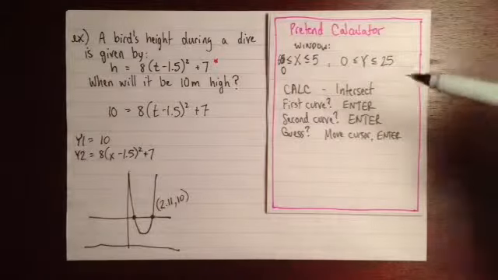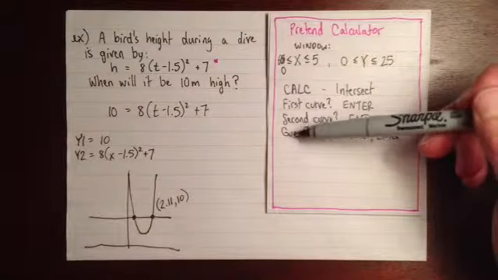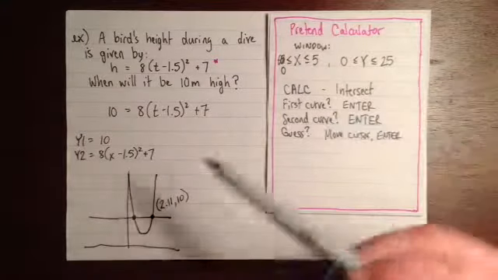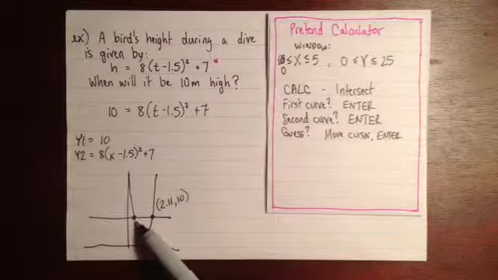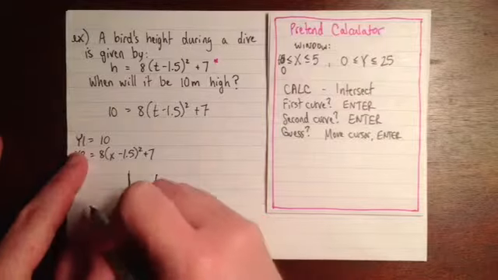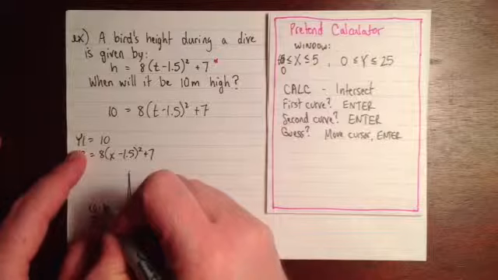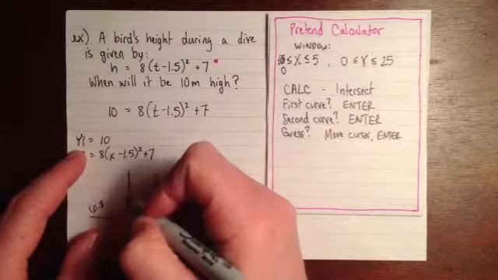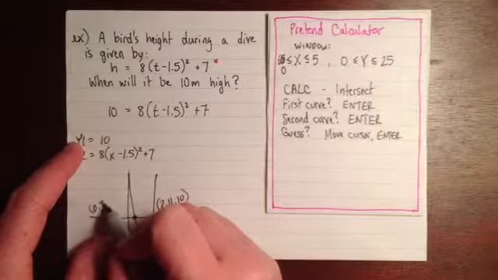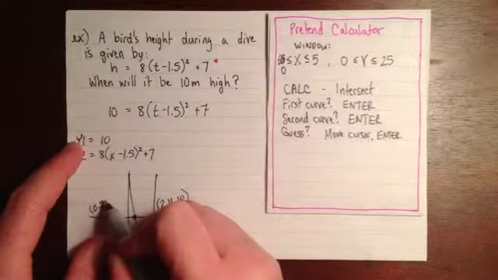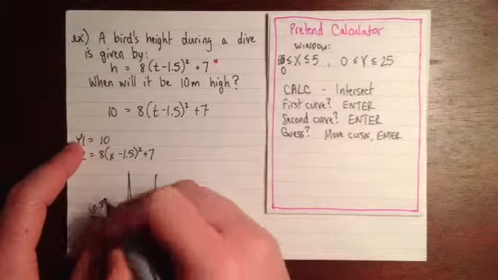To find the other intersection point, you go back to calc intersect, first curve enter, second curve enter. And then the difference is when it asks you for your guess, move your cursor so it's right on top of the other point. Okay? And then press enter. So the coordinates of that point are 0.887 and then some other numbers. I want to round to the nearest hundredth. So it was either 0.88 or 0.89, because it's a 7 that comes next. It rounds up. 0.89, 10.